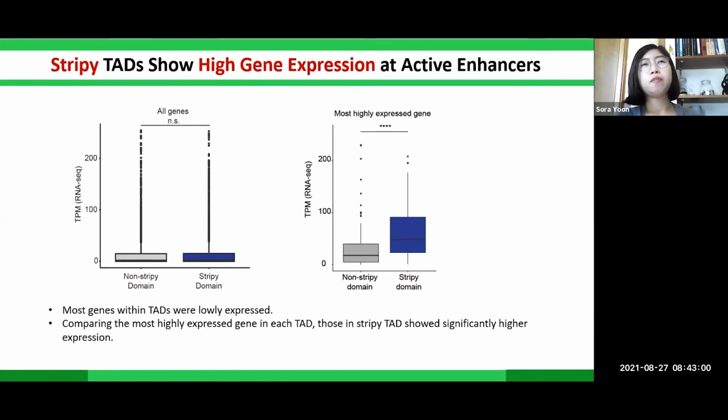Next, I focused on the gene expression in stripy and non-stripy TADs. When I compared the gene expression in non-stripy TADs and stripy TADs, I found there is no significant difference between them. Most genes within stripy and non-stripy TADs were lowly expressed. However, when I compared the most highly expressed genes within the stripy TAD and non-stripy TAD, I found that stripy TAD genes were significantly more highly expressed than non-stripy TAD genes.